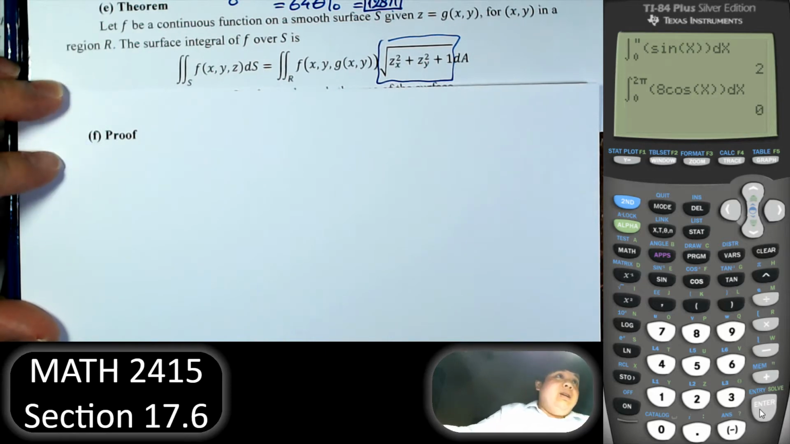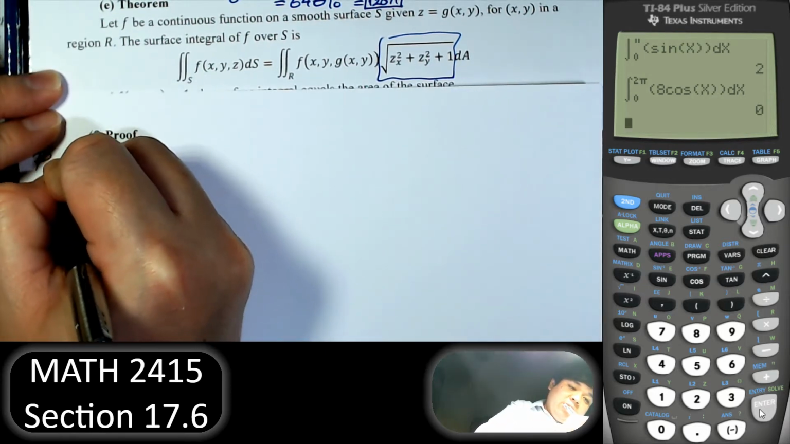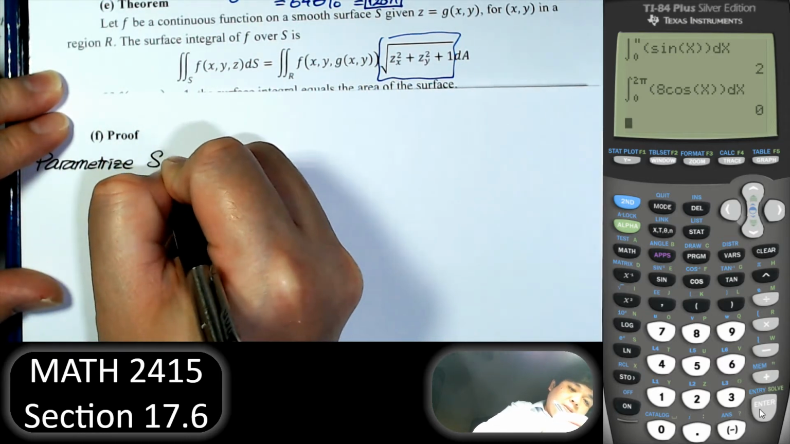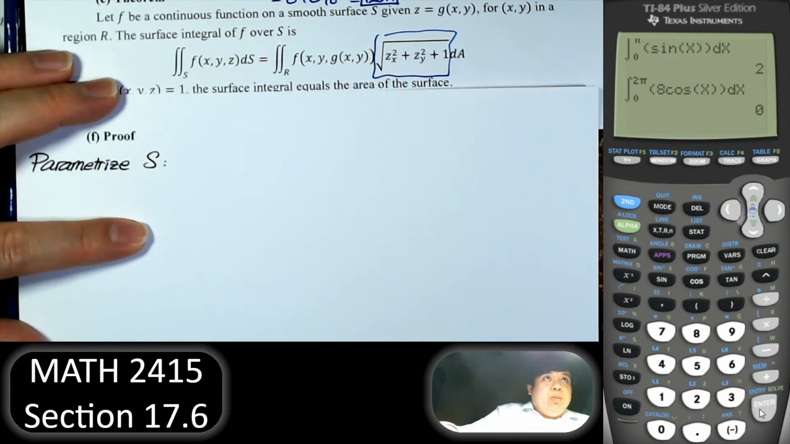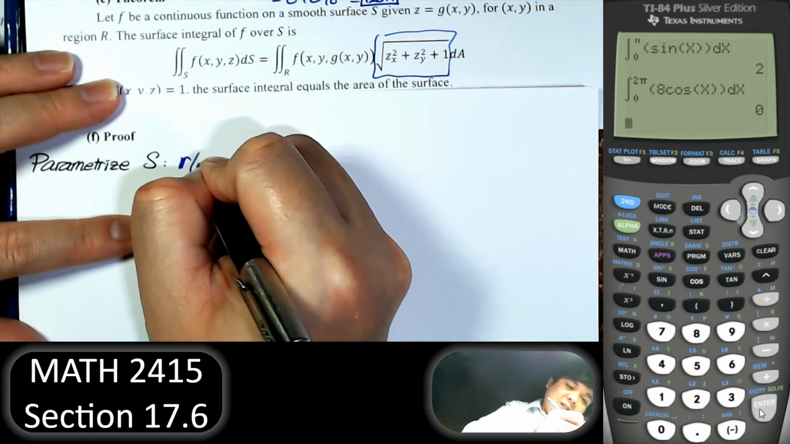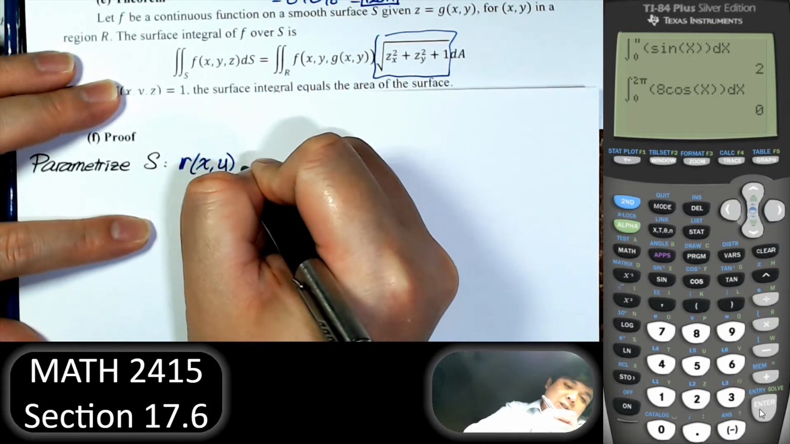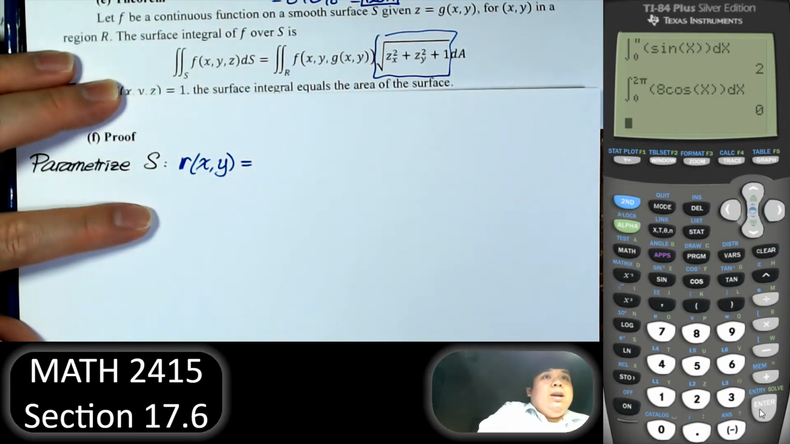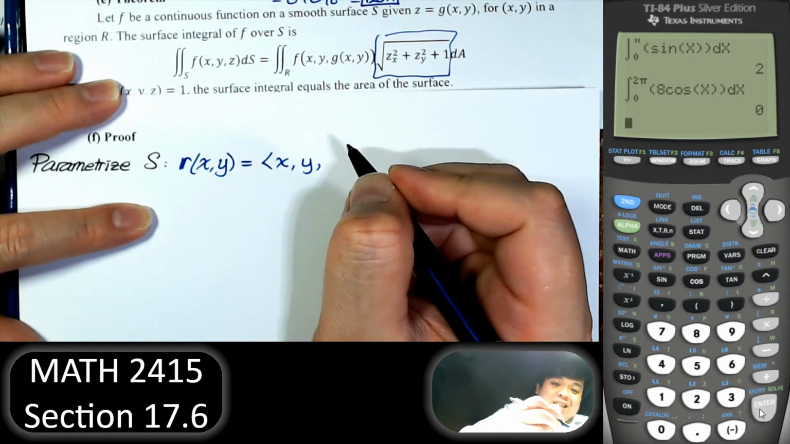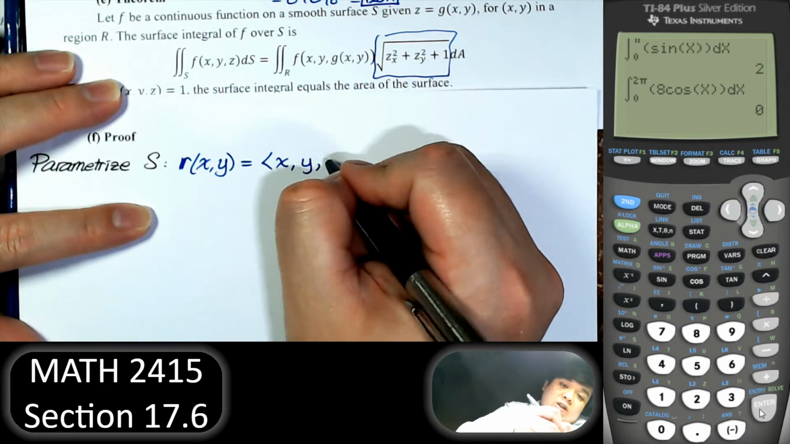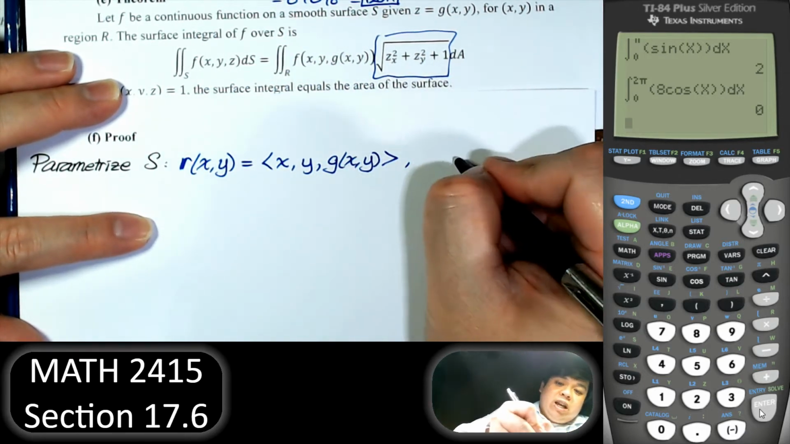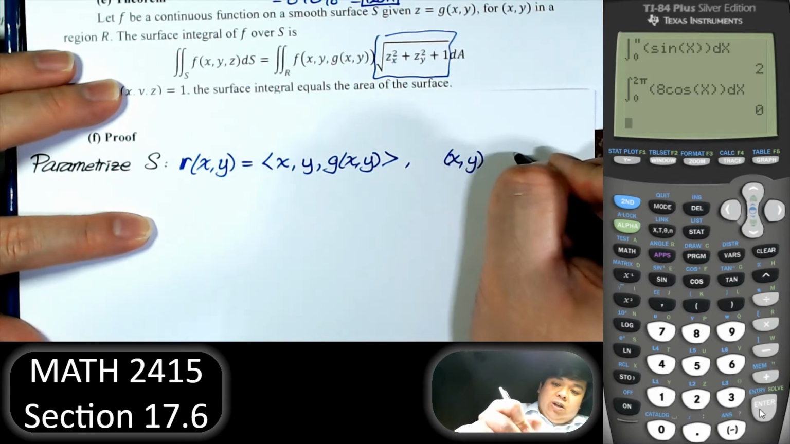So as always, parameterize the surface. This time we parameterize using two parameters, x and y. And we have x is x, y is y, z is the function of x and y. And in this case, we just have x, y in the region R.